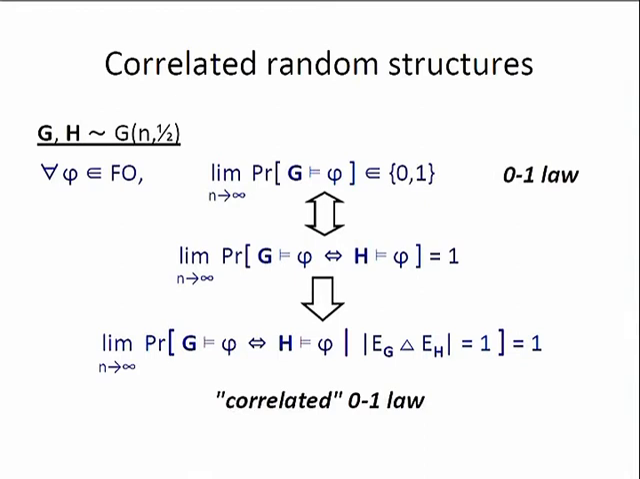And in fact, it follows from this that we get more. If we take G and H not to be independent random structures, but we take a correlated pair of random structures, so we condition on G and H differing at exactly one edge, so the symmetric difference between the edge sets of G and H is exactly one. Even if we condition this way, then still for any first order sentence phi, G satisfies phi if and only if H satisfies phi almost surely. So this I'll refer to as a kind of correlated 0-1 law, and it just follows formally from the previous thing.